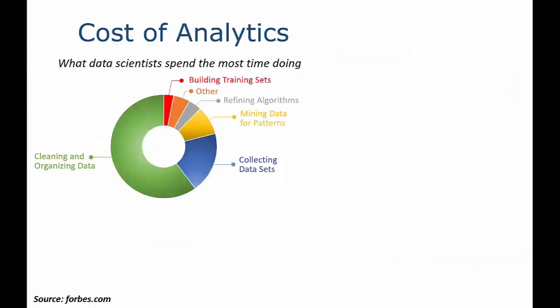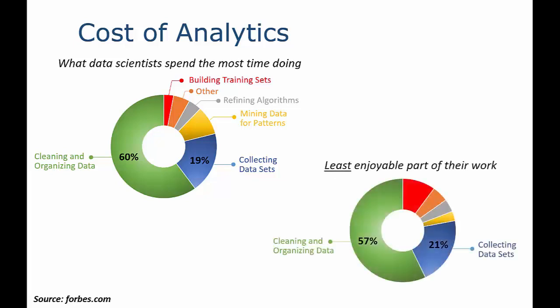An article published on Forbes.com has investigated how much time data scientists spend on different activities. As shown here, about 80% of the time is spent on collecting and organizing data. The problem is that this is an activity that has absolutely no contribution to competitive advantage for your company. In addition, about 80% report that this is the least enjoyable part of their job, making it a human resource issue as well.